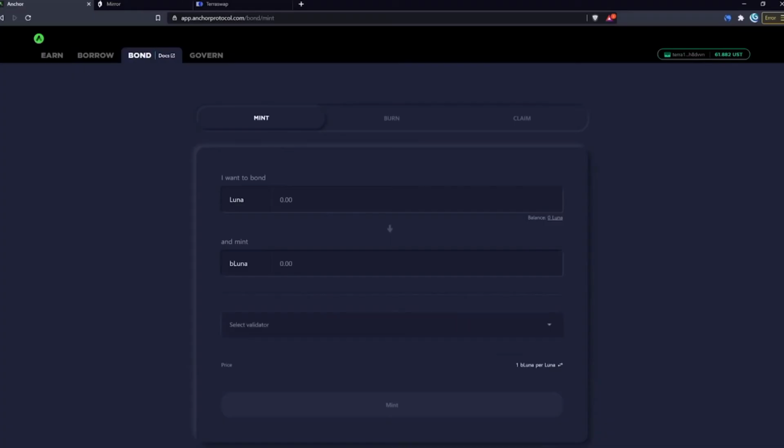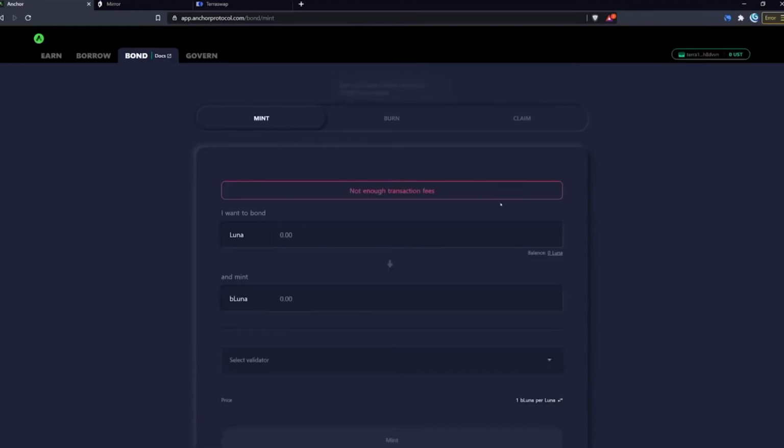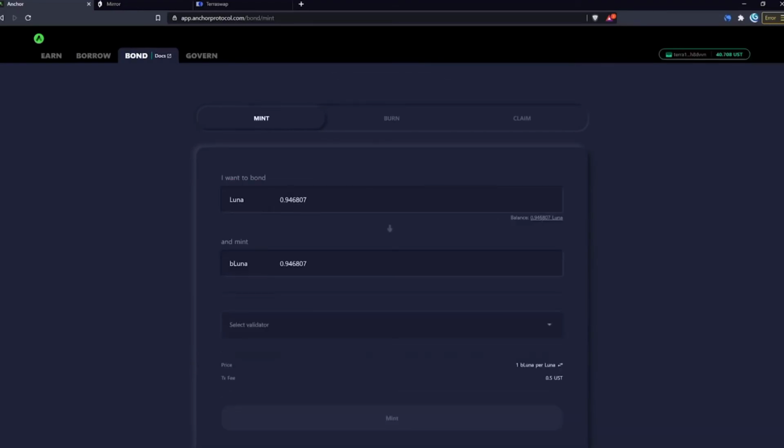Bond: in this section, you can bond, burn, and claim Anchor tokens. This means that you can bond Luna tokens to mint bLuna tokens to be easily used in the protocol. Also, you can do the opposite process called burn, to get back Luna tokens. However, this process takes 21 days.